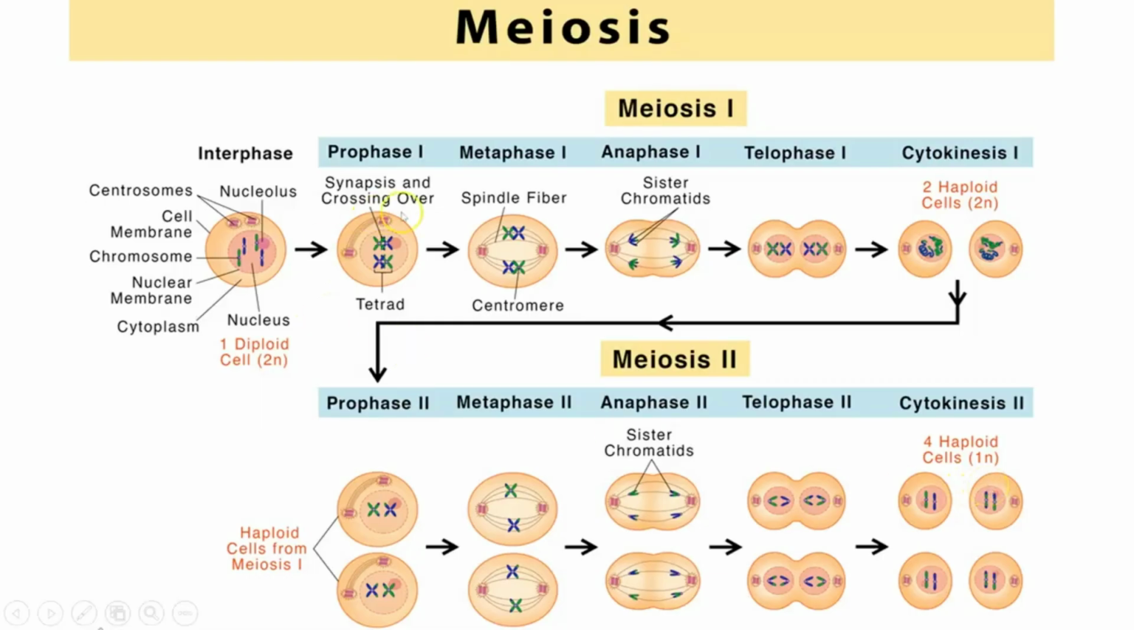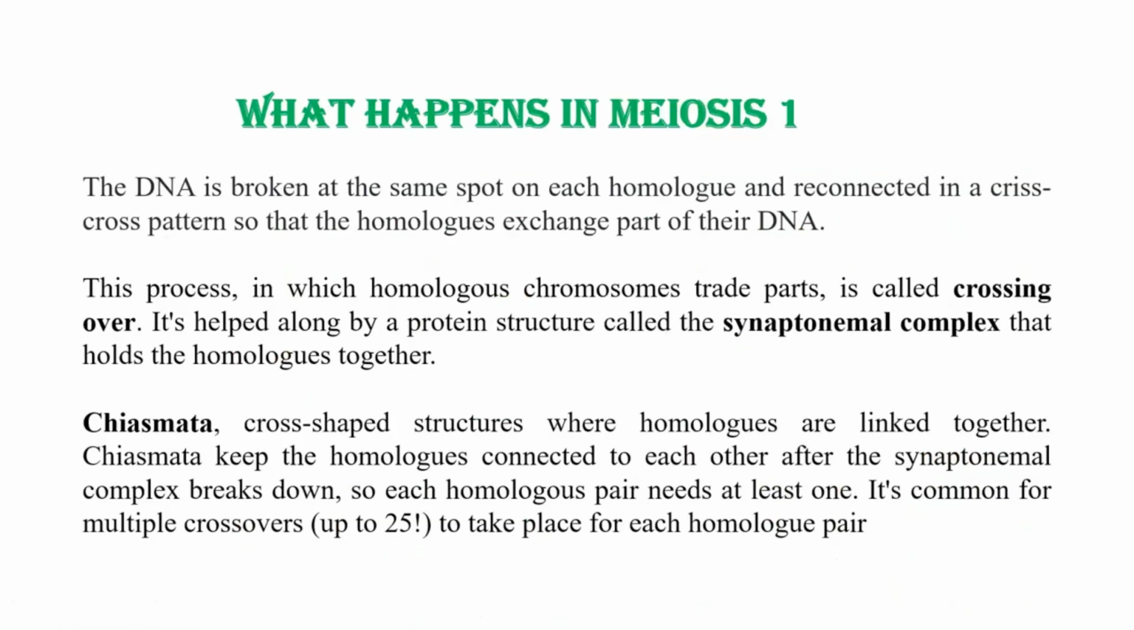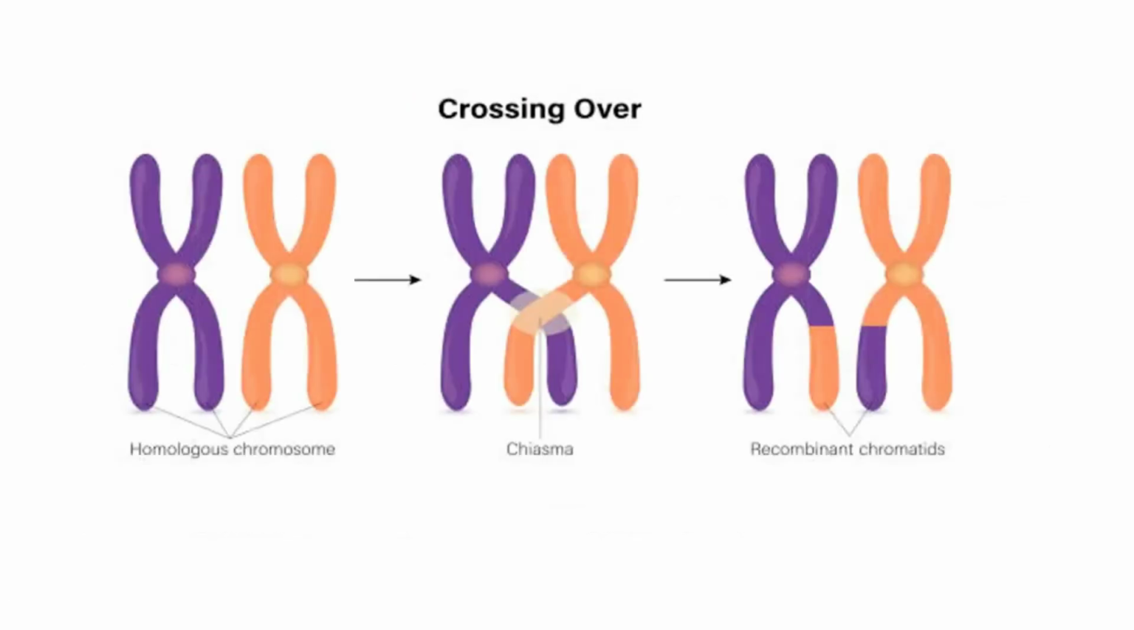So let us learn what happens in the meiosis 1 stage. What is the difference in that? In meiosis 1, the DNA is broken at the same spot on each homologous chromosome. The two chromosomes we call homologous chromosomes, and then a crossing over takes place with the help of a protein structure called the synaptonemal complex, and the junction between two DNA we call chiasmata. That is a cross-shaped structure we can see there. So the exchange of genes takes place exactly in that place. So you can see crossing over clearly. So we say these are homologous chromosomes.